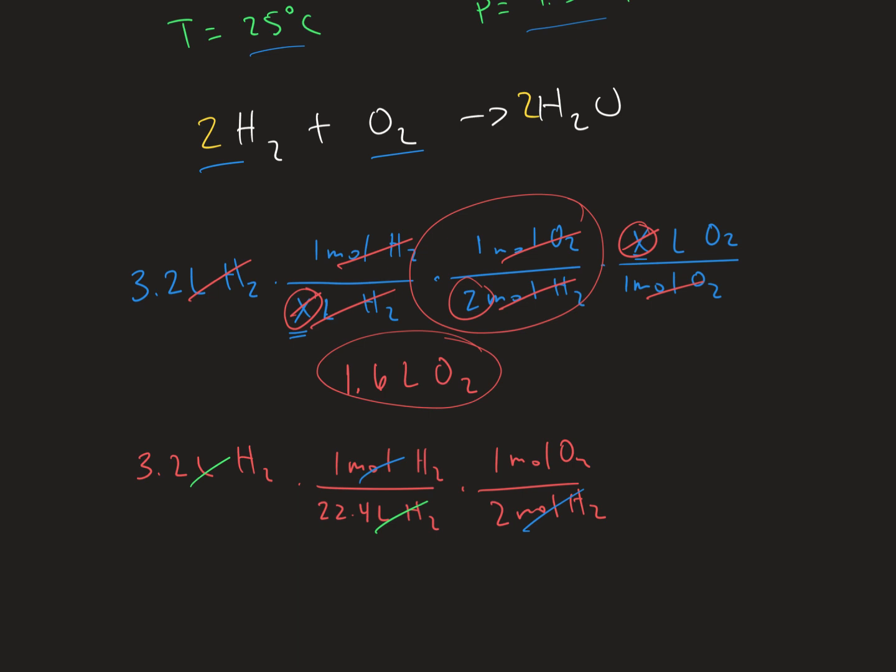Now, how do I go from moles of O2 to liters of O2 at STP? What's the ratio? 22.4 liters to 1 mole. Does that make sense?